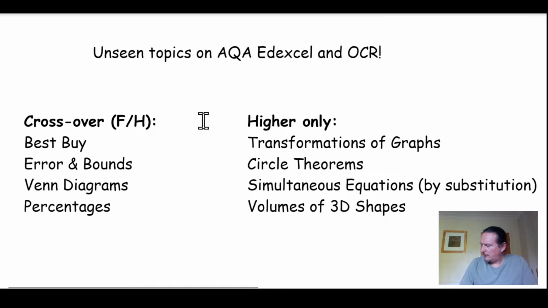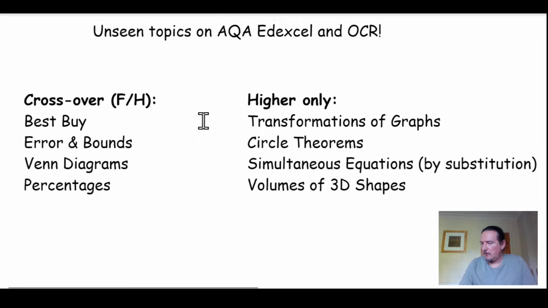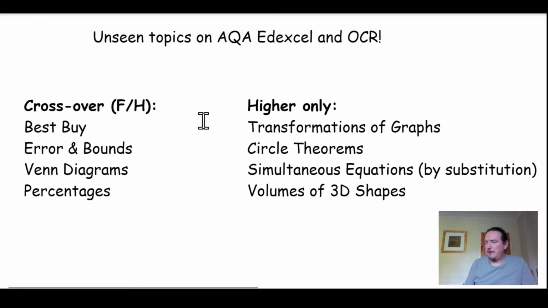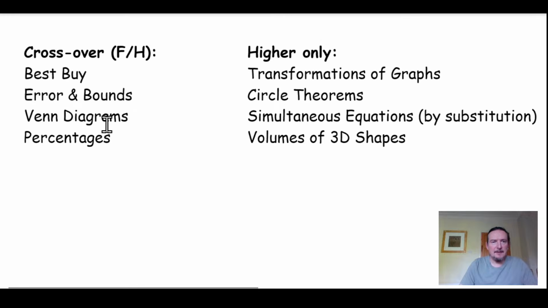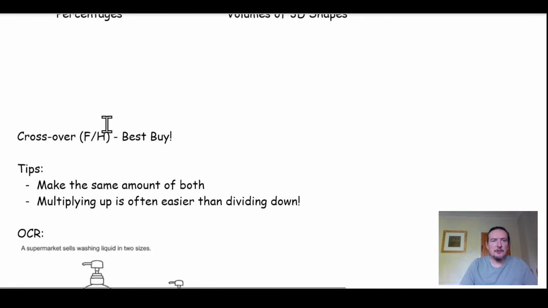Right, let's crack on. It's pretty much 7 o'clock. So I'm going to run through these topics here: best buy, error bounds, Venn diagrams and percentages for foundation and higher, and then I'm going to move on and look at transformations of graphs, circle theorems, simultaneous equations, and volumes of 3D shapes. A lot of the other topics are covered already in the predicted papers. These ones I haven't covered quite so much, and they're still to be seen on all three exam boards. So I thought they were good things to run through this evening. I'm going to kick off with best buy questions.